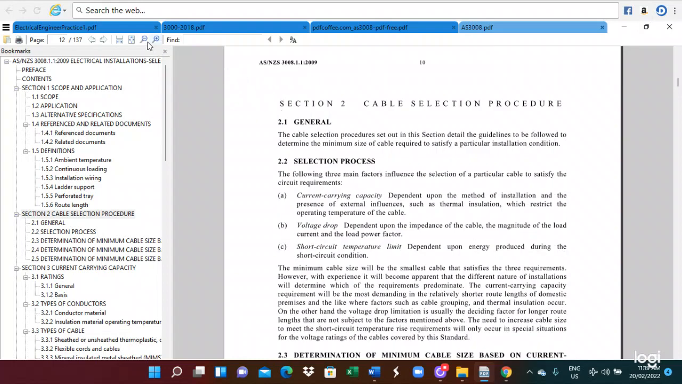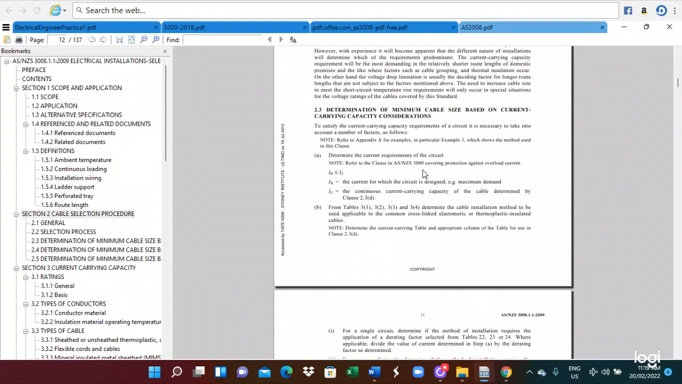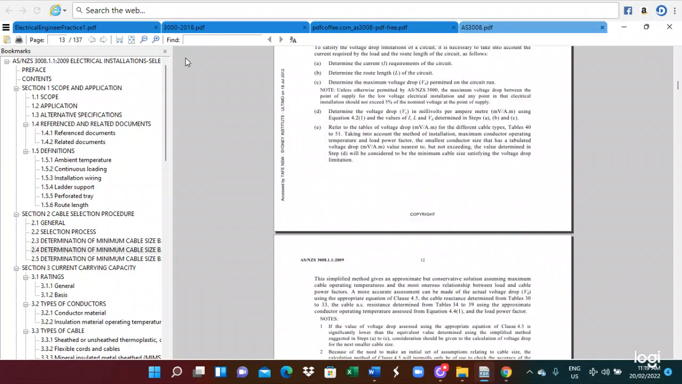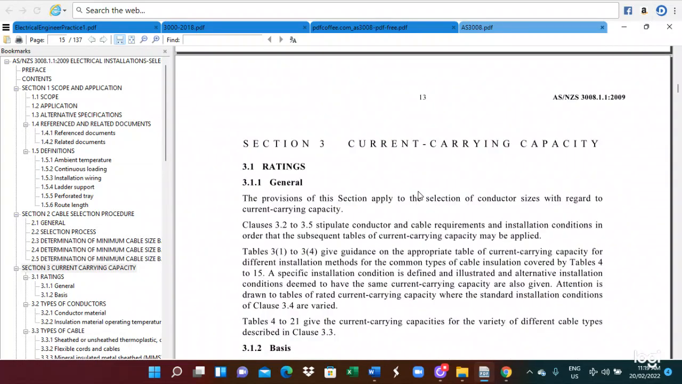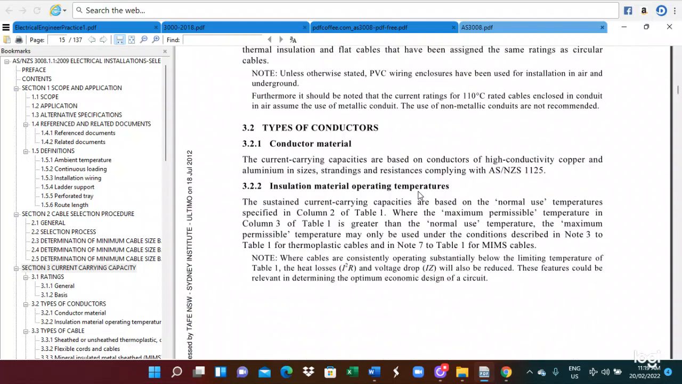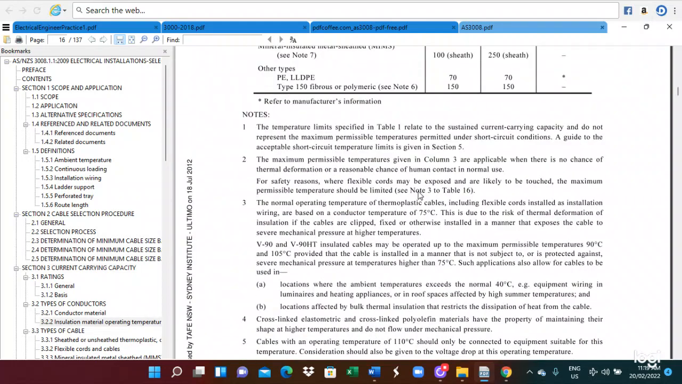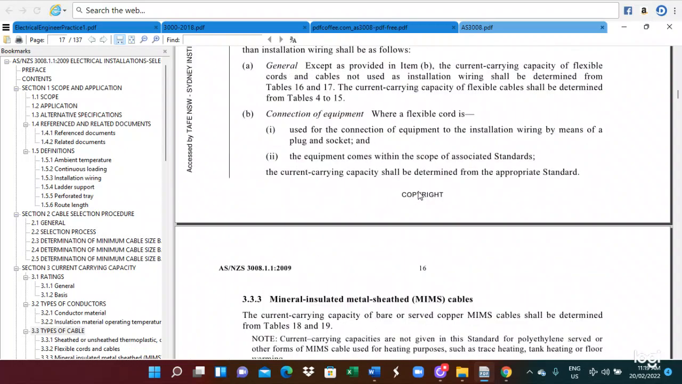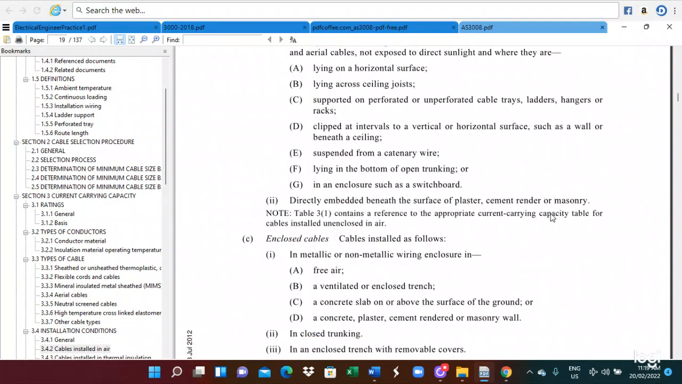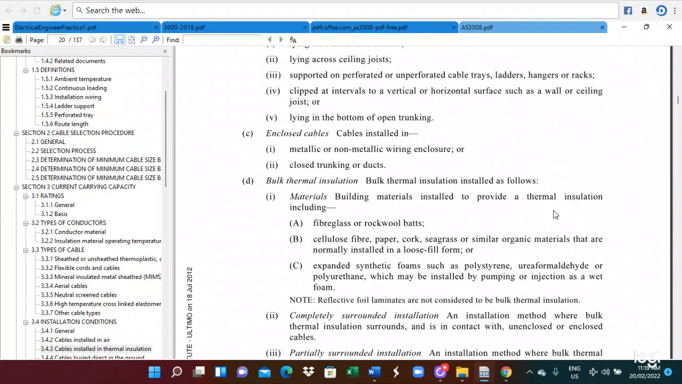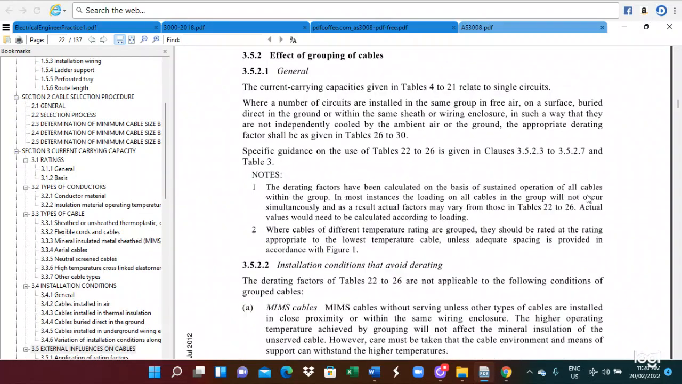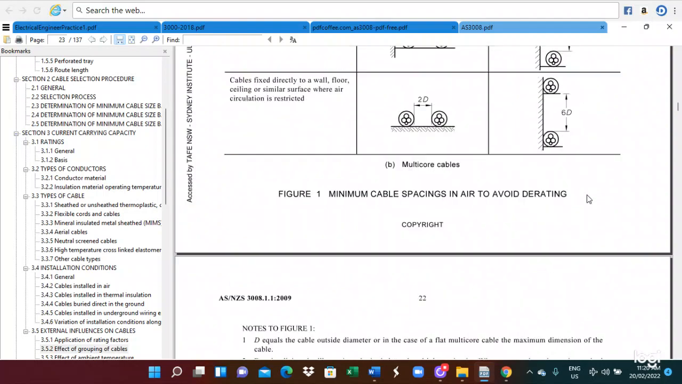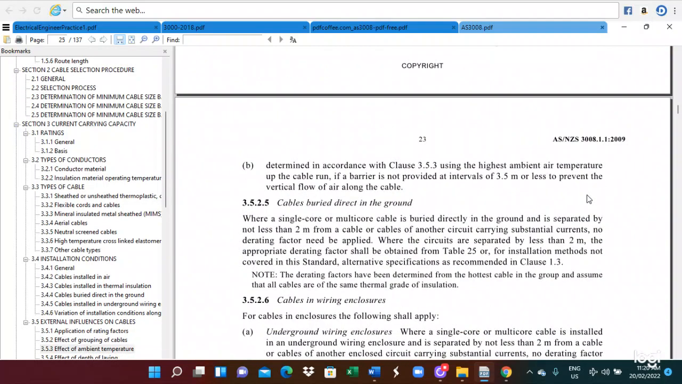We have to use the tables. Topic 3, current rating capacity, section 3. So for tables 3.1, 3.2, 3.3, and 3.4, we have to find out. So then we look at tables 3.1, 3.2, 3.3, and 3.4. We look at the tables here. Those four tables are the major tables.